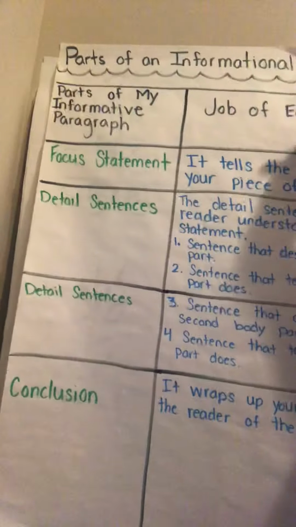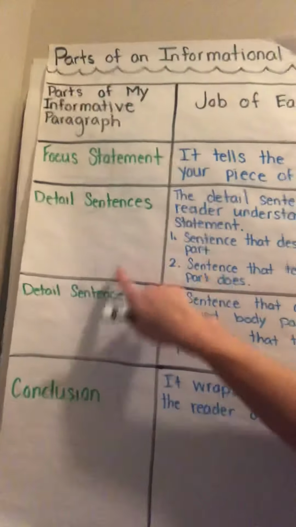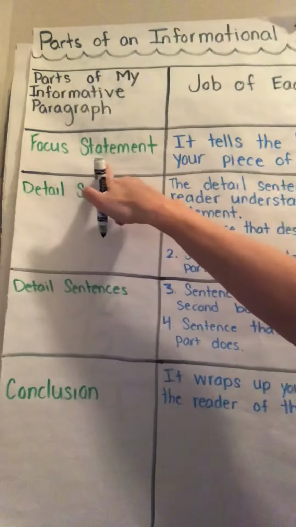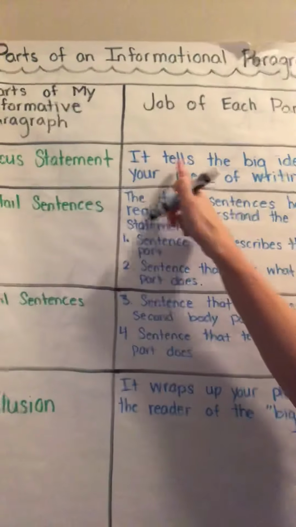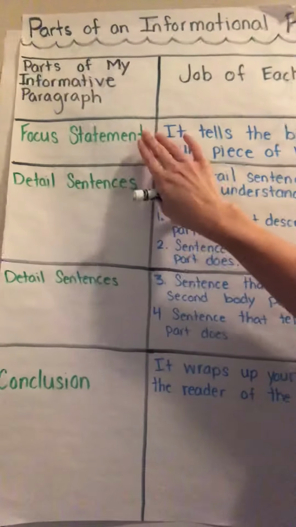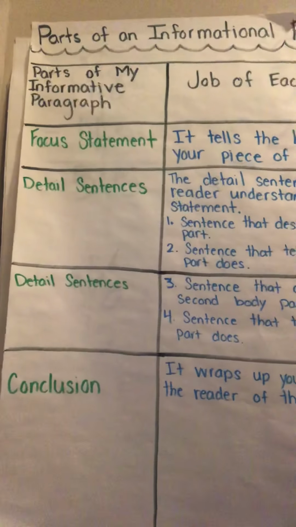So when we have our informative paragraph, we have different parts. We have something called the focus statement, we have our detail sentences, and then our conclusion. And remember, the focus statement, that's our first sentence, tells the big idea of your piece of writing. So it lets the reader know what you're going to be writing about.